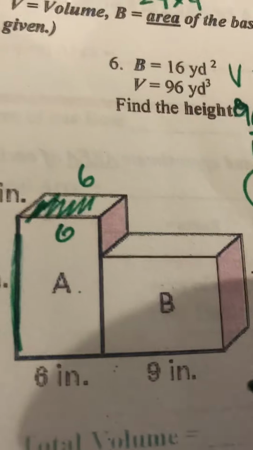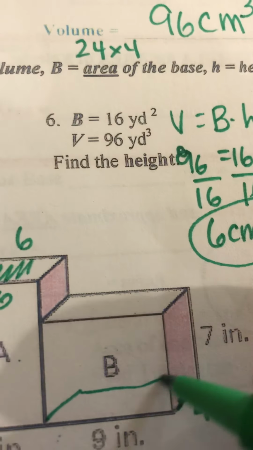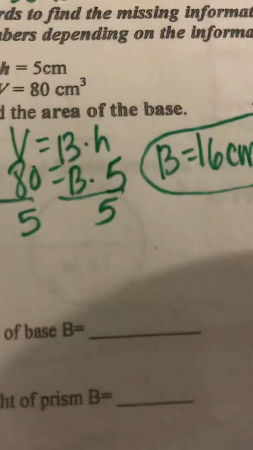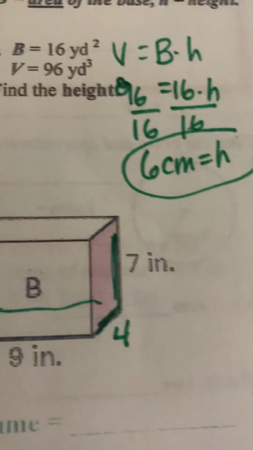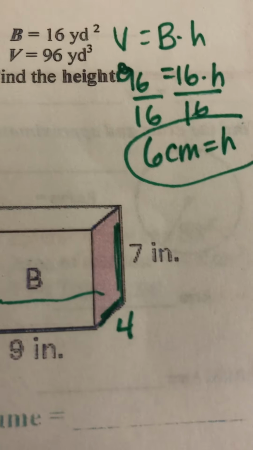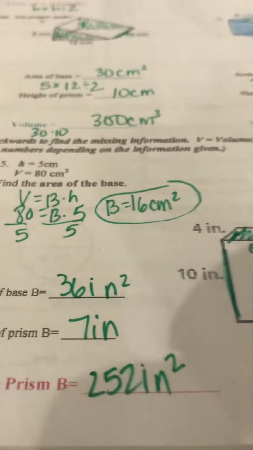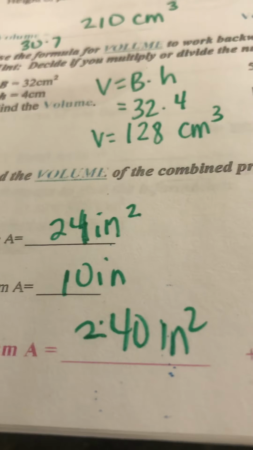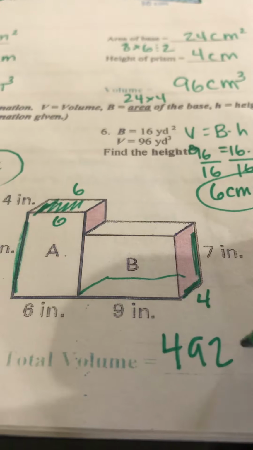For B here, let's see, it's 9, and I think this little width here is going to be 4. And that's going to go for the area of the base there. So 9 times 4 is how I'm getting 36 inches squared. The height here is 7. And so if I multiply 36 times 7, 252 inches squared. Then to find the total volume, I'm just going to add those two numbers up. 240 plus 252 is 492 inches.